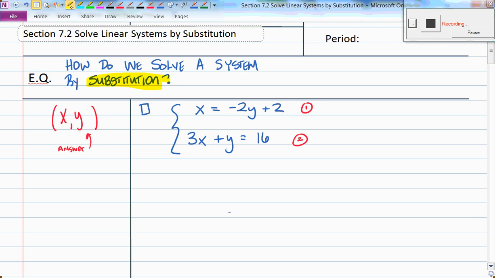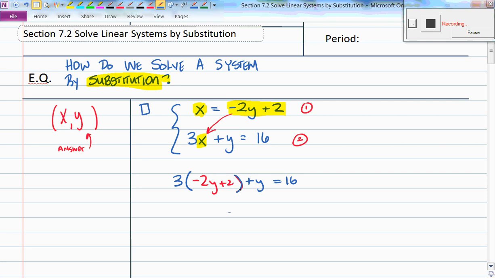Well, it looks like in equation number 1, x and this x in equation 2 are the same x. But equation 1 is also telling me that x is equal to negative 2y plus 2. So the cool thing is that since these two x's are the same, and I know x is equal to negative 2y plus 2, I can actually substitute into equation 2 for x. And here's what I would get: 3 times negative 2y plus 2, plus y, is equal to 16.